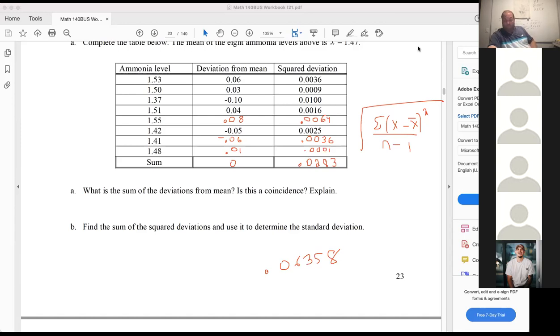That's just what you get. Okay? Know that formula.